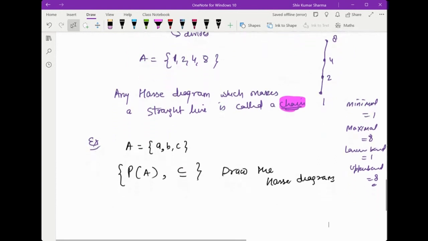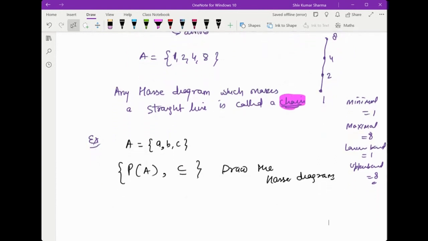Question समझ गए आप? Set A has 3 elements a, b, c. First we make the power set of this set, and after making the power set, we draw the Hasse diagram. Relation is defined as subset of. So try to draw this.